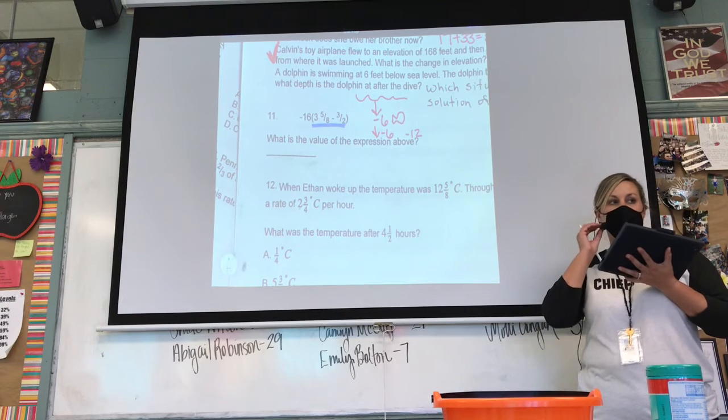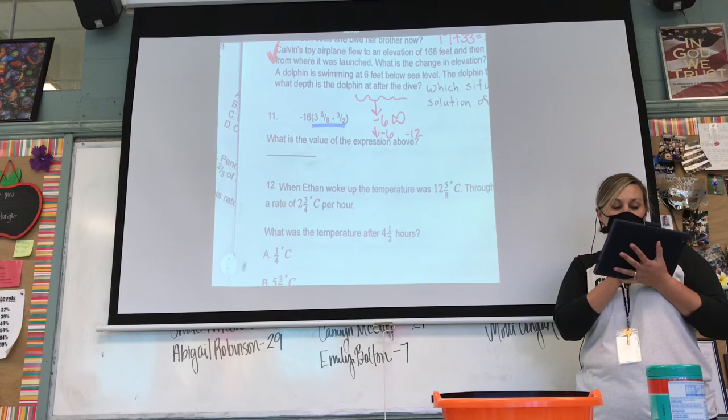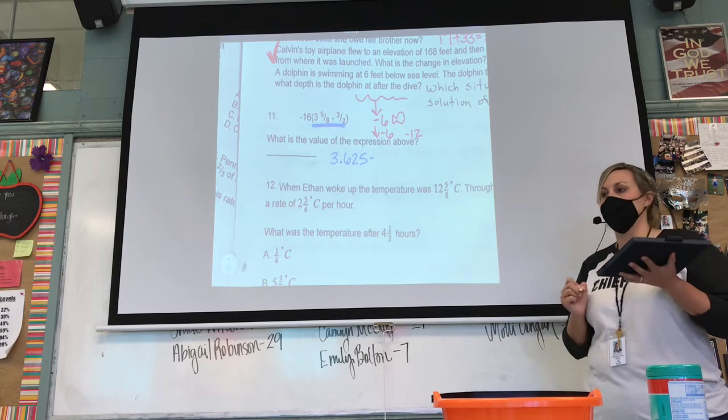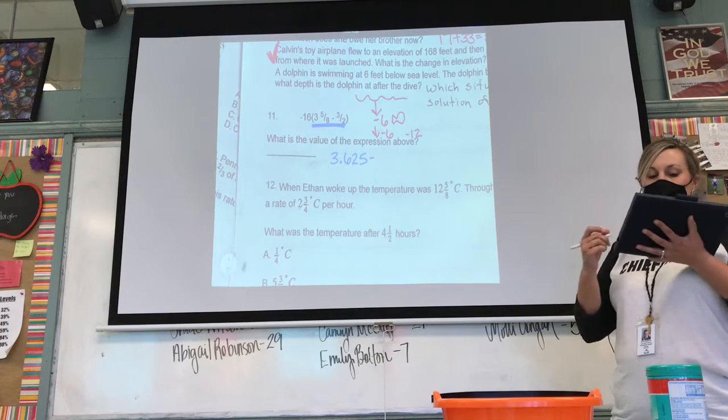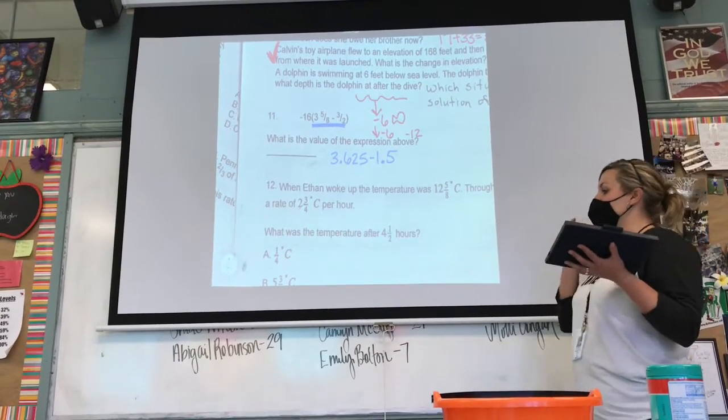What is 5/8? Some of y'all are not writing. 3.625. Good. Talk to me. And what is 3 over 2? 1.5. All right, so we've changed them to decimals. Now what do we got to do?